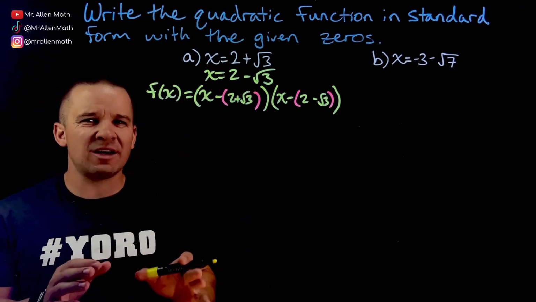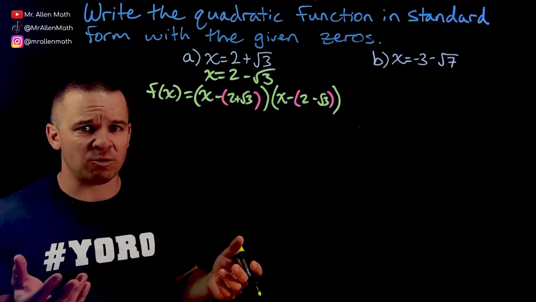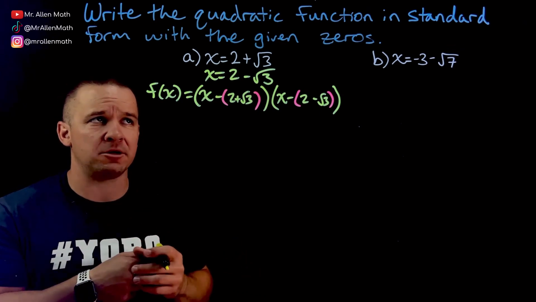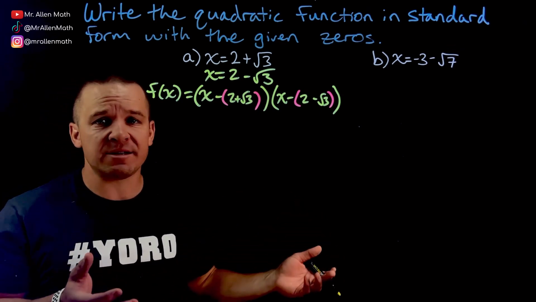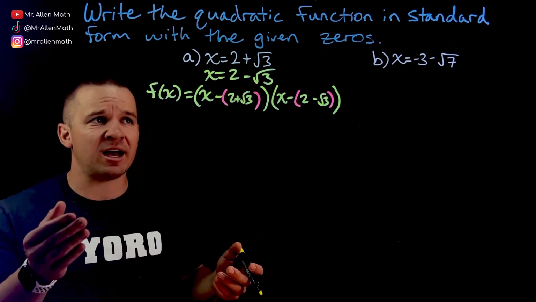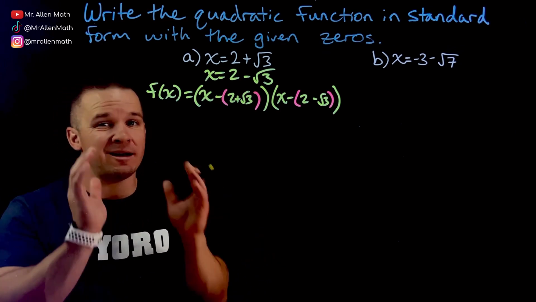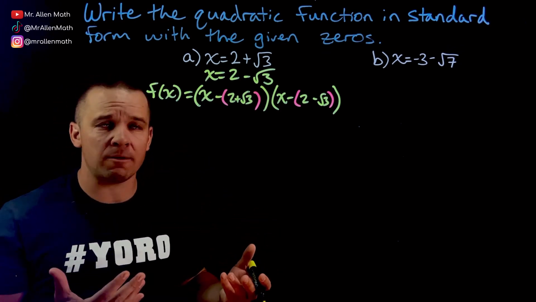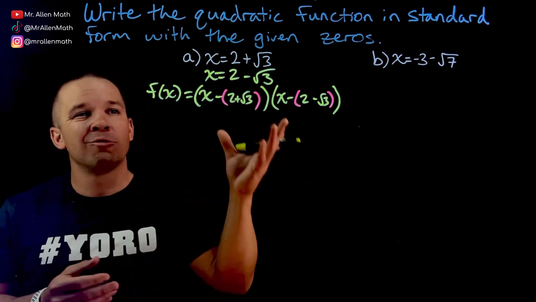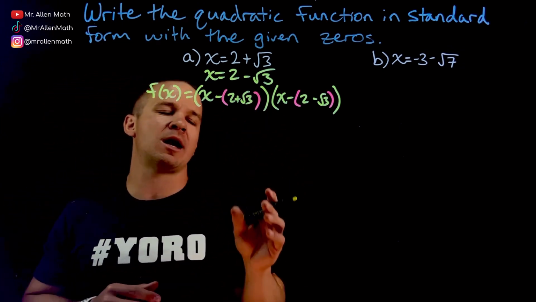Excellent. So just like if you had, say, 5 as one of my zeros, I'd have x minus 5 as my factor. If I had negative 8 as one of my zeros, I'd have x minus negative 8 or x plus 8 as my factor. It's pretty easy to write it when they're just normal numbers, right? We're dealing with something like this, a little bit trickier with the radicals.